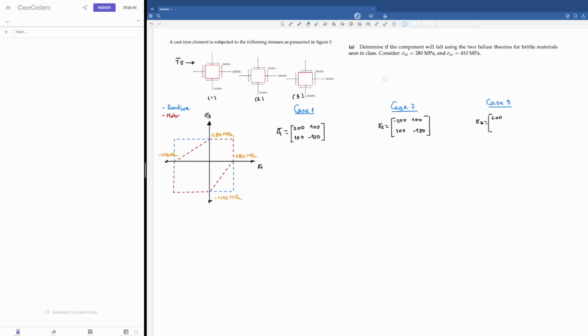I had an error here. It's just confusing things. I need to double check this. So this is 50 and 50. Sorry about this. And then let's continue with case 3, and this is going to be 100, then 100, again 200.